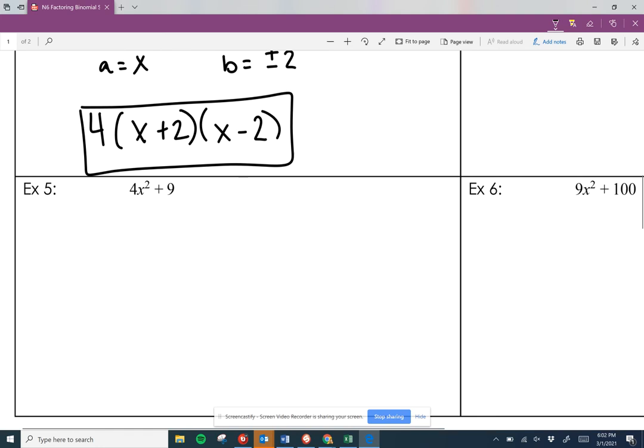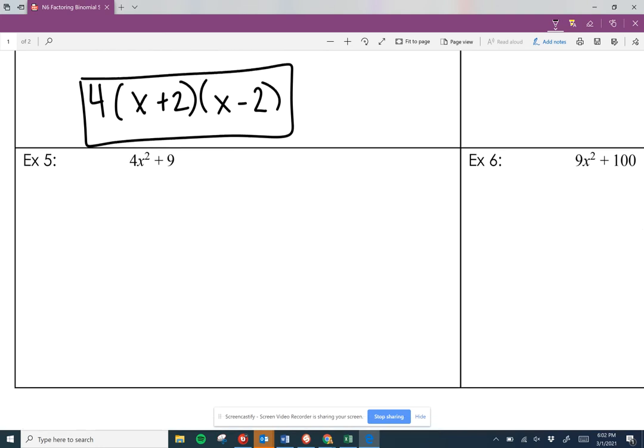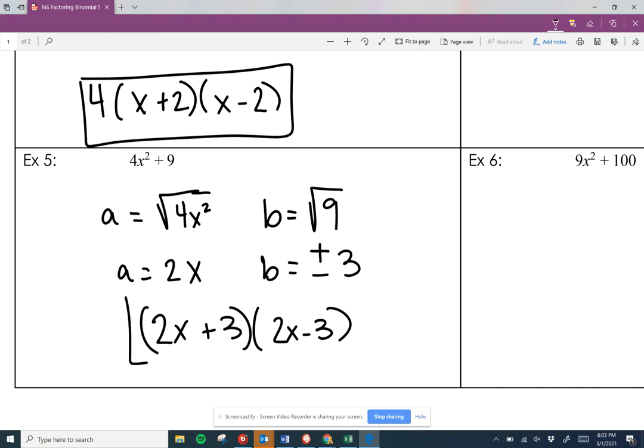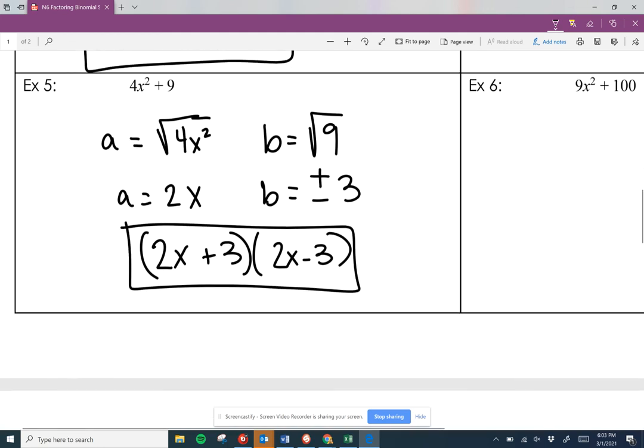Here, you can see we do not have a GCF in this one. There's no terms that 4 and 9 both divide by. So we know that our a will be the square root of 4x squared, and our b will be the square root of 9. Okay, so the square root of 4 is 2, and the square root of x squared is x. And then for the b, we have plus and minus 3. So our two factors are 2x plus 3 and 2x minus 3. And that is how you factor a difference of squares.